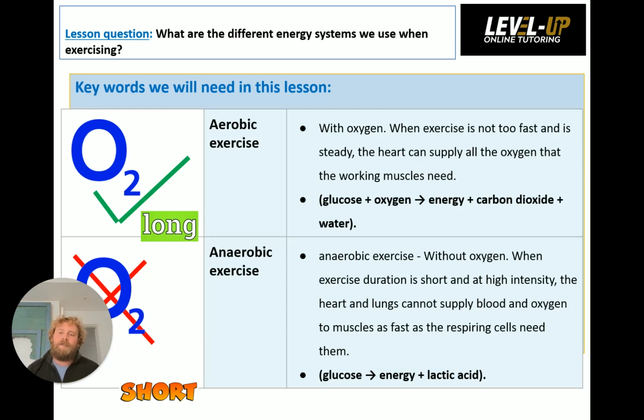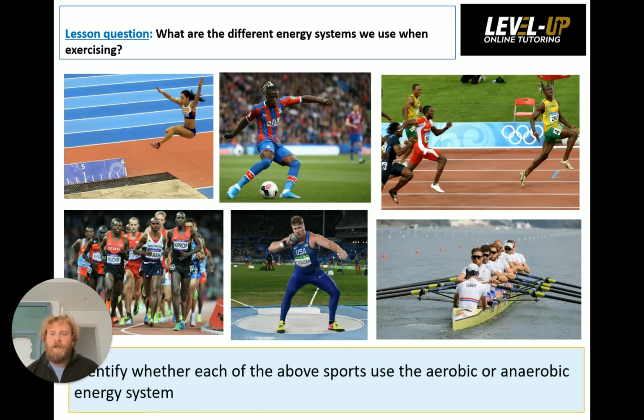The aerobic system is going to be long exercise. Anaerobic system will be short bursts. So, if we come back over to the images, the long jump, the 100-meter, and the shot put are all examples of using the anaerobic system. They are short bursts of energy and they only last a short amount of time.